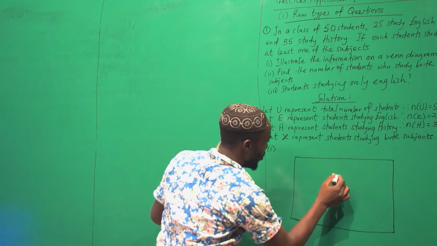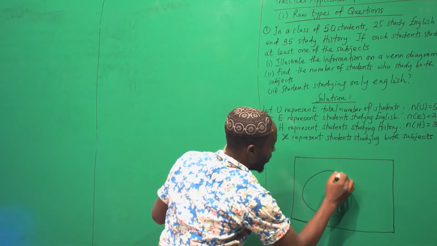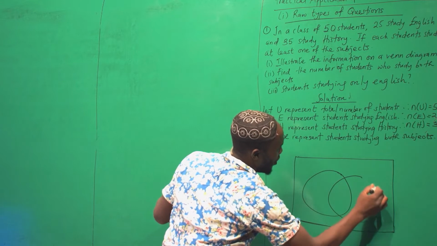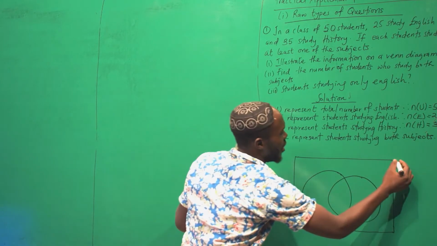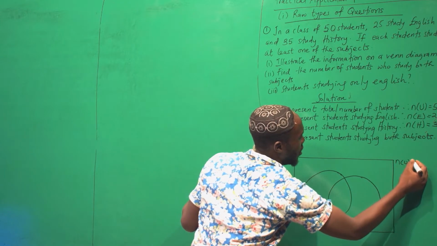So you draw a circle. Since we have a point of intersection, the two circles cross. Okay. So N of U comes here. That is the total number of students.